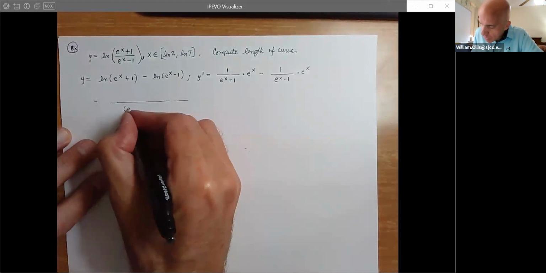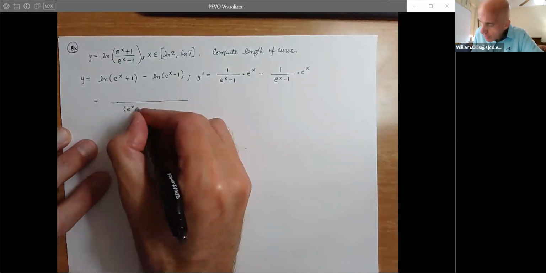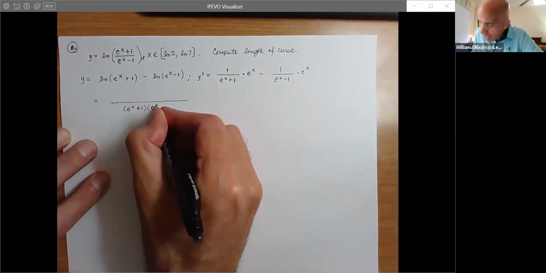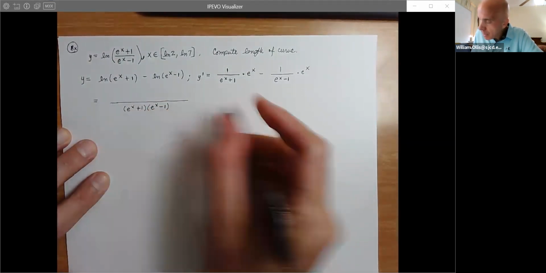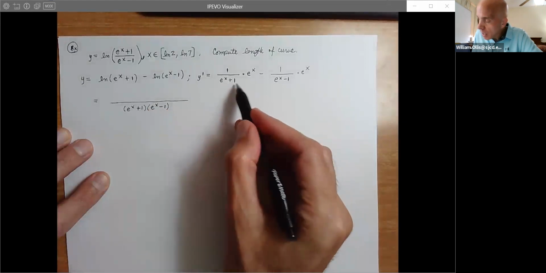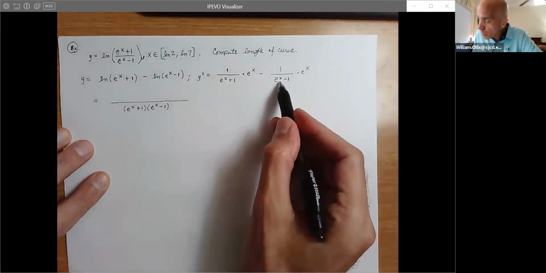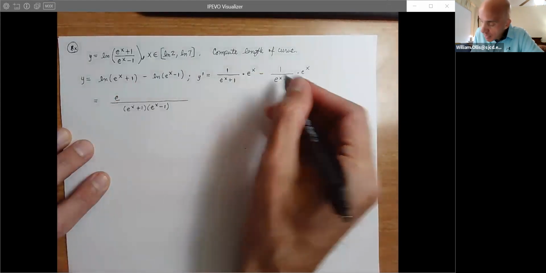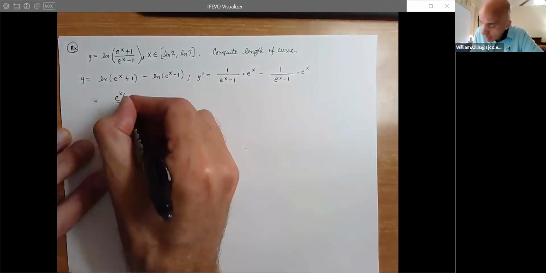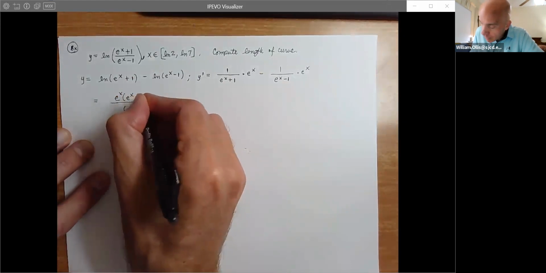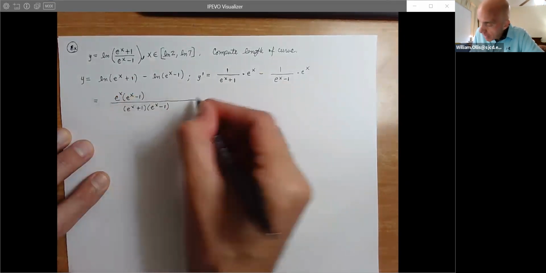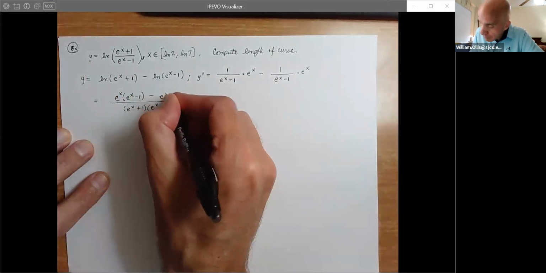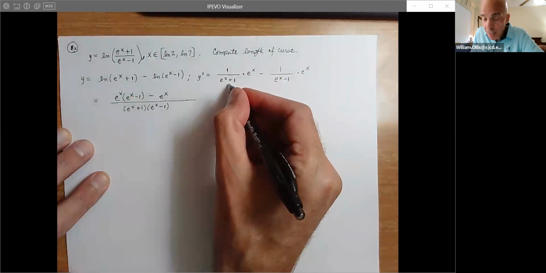So we have to do a little bit more work to make this look nice. We want to set it up for a nice integrand. So again, here, notice we don't have this factor, so we hit the e^x here with the e^x minus 1, just basic algebra. And then we have minus here, so we hit the e^x with this factor, e^x plus 1.